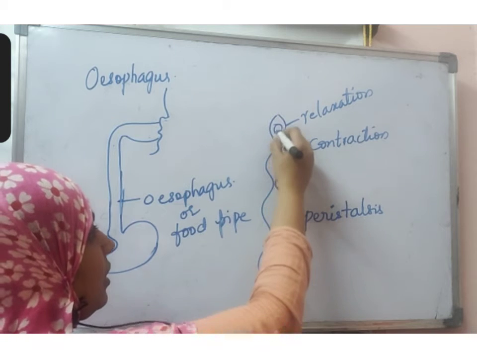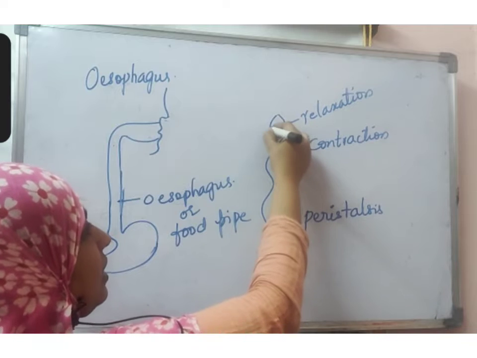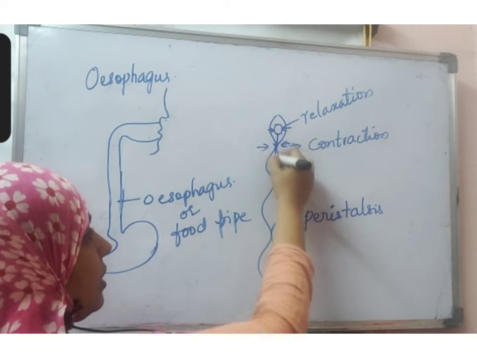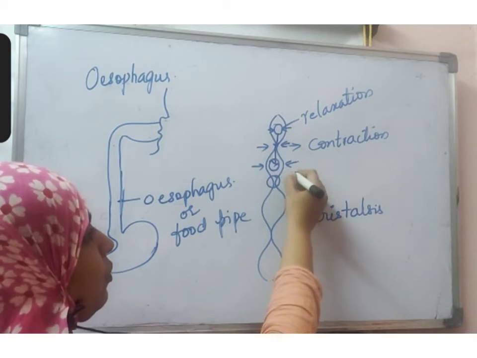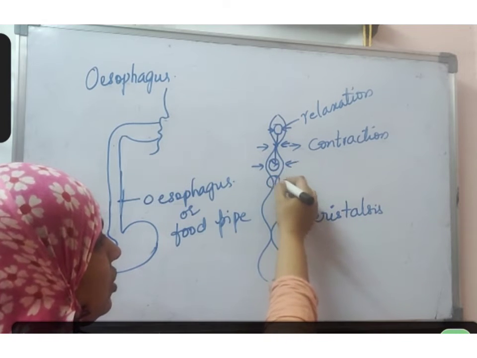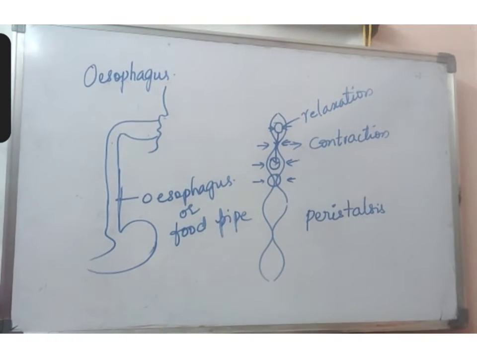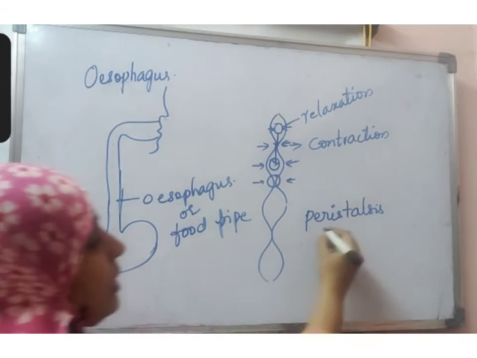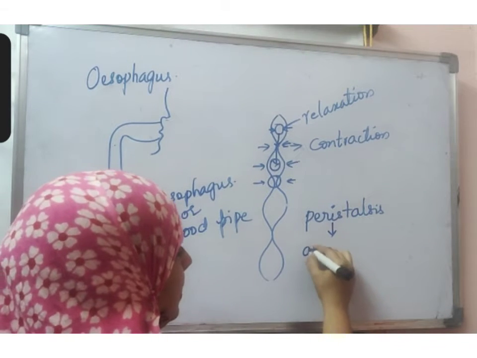When the food reaches this position, this point will contract. When food is here, this will contract. When food reaches here, this point will contract. When food reaches this region, again this point will contract. In that way, it keeps on moving forward. Contraction and relaxation take place alternately, and that alternate contraction and relaxation is called peristalsis.